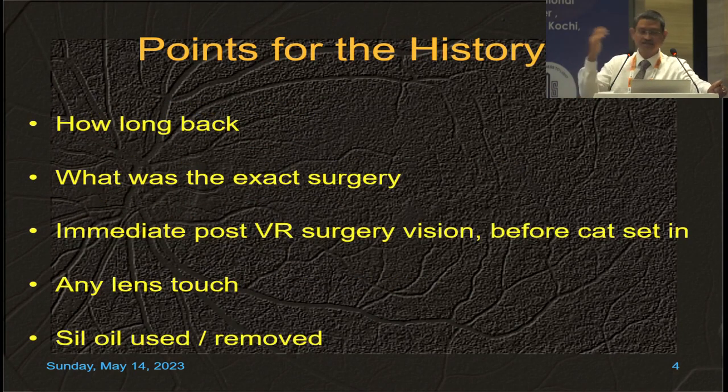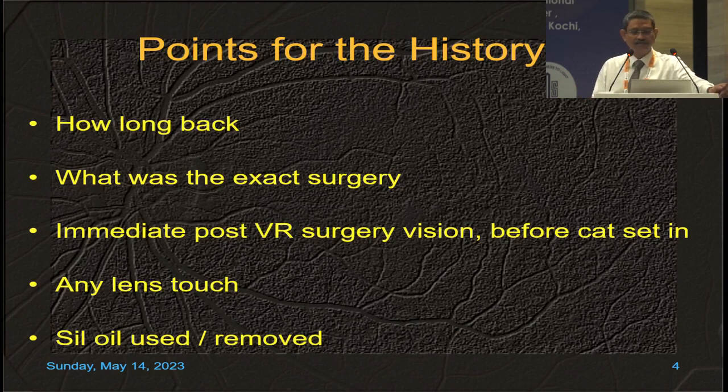Then again, let us go back to the point of history taking. First thing is, how long back was the vitrectomy done? On average, in an uncomplicated phakic eye vitrectomy, around a year is when cataract usually starts. Average time is one year later. But if you see the cataract has developed much earlier and progresses much faster and becomes like a white cataract, then probably there is a disturbance in the lens capsule. That's why it has progressed faster.